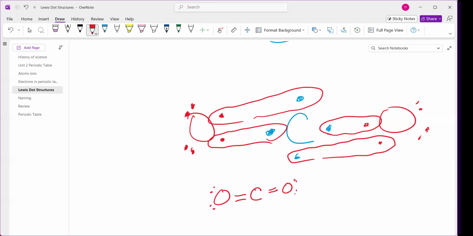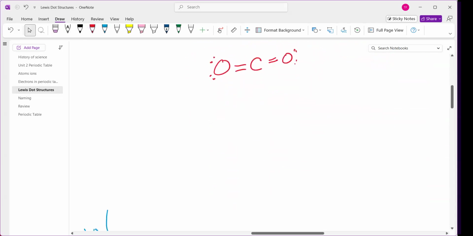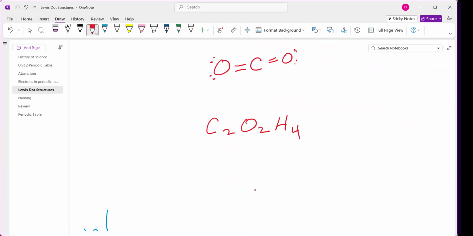Now, the more atoms you have in the structure, the more possibilities of alternate legal structures. Okay, this guy's got 5 or 6 legal structures. One of them is acetic acid, and a bunch of others. So, practice time.